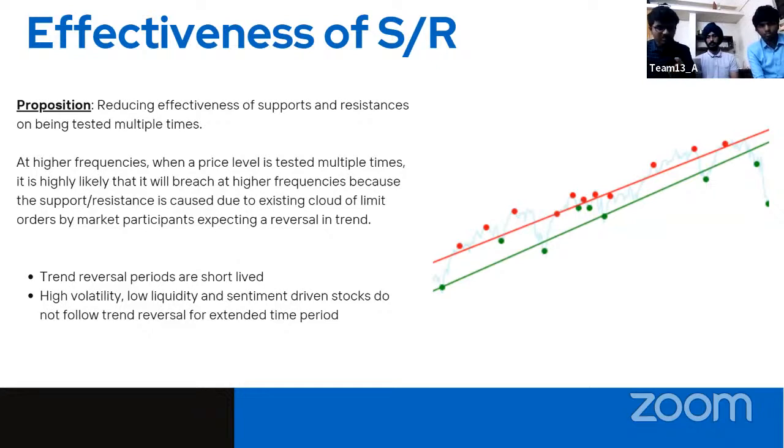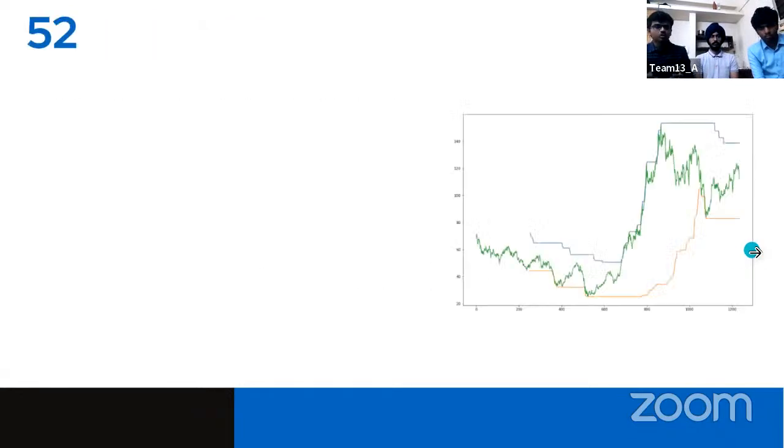But when the support and resistance is tested multiple times at higher frequencies, these limit orders tend to get exhausted, and that is when a breakout will most likely occur. So this is why high volatility and sentiment-driven stocks don't really follow trend reversal for an extended time period. Given that we know this, let us move on to our main hypothesis.